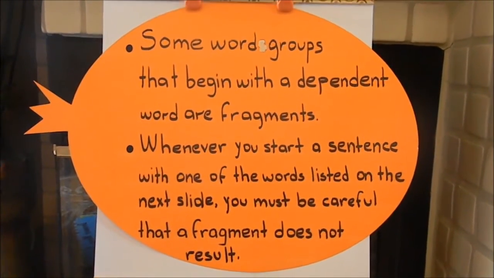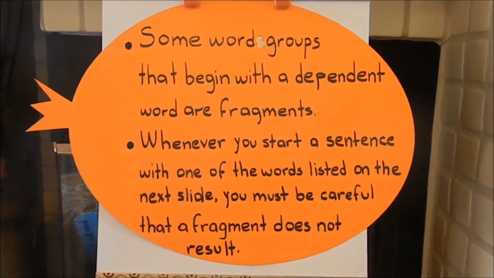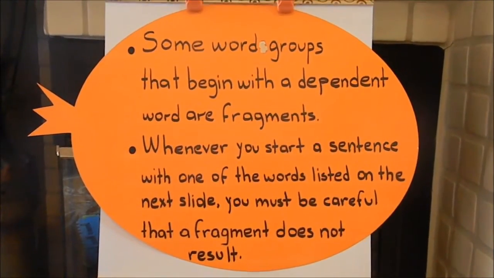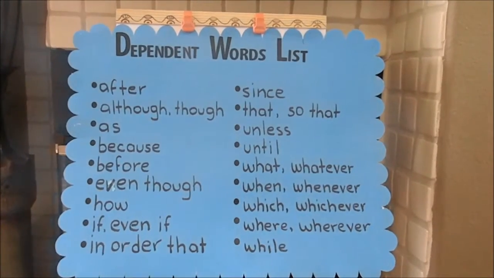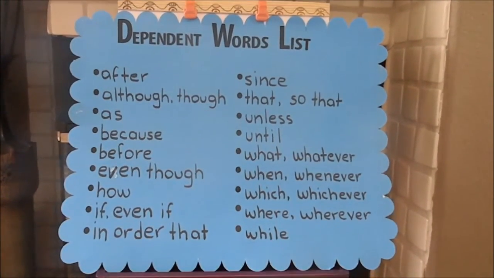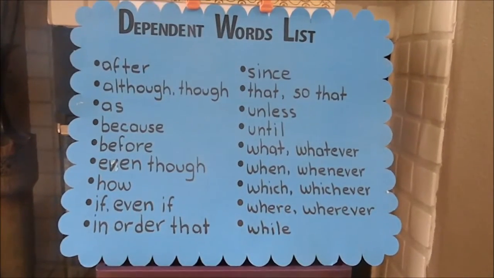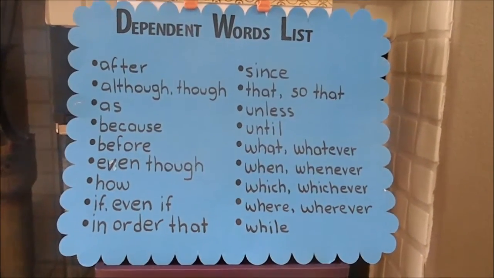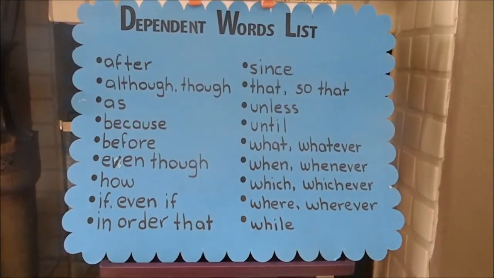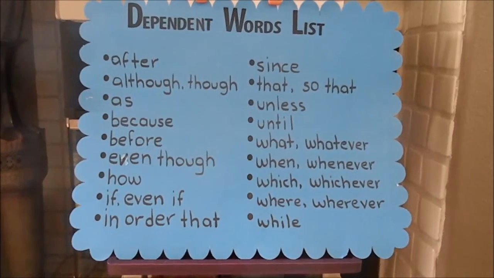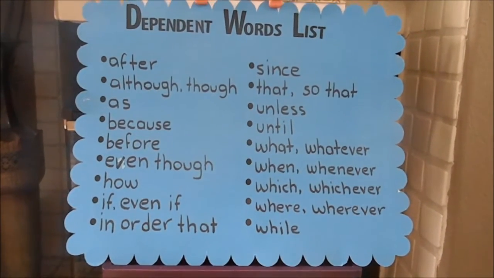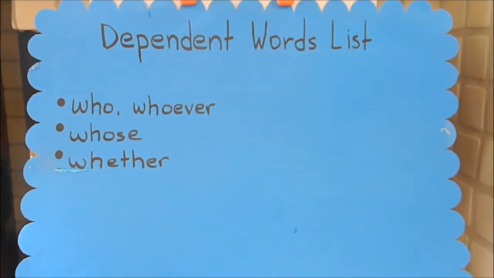Some word groups that begin with a dependent word are fragments. Whenever you start a sentence with one of the words listed on the next slide, you must be careful that a fragment does not result. Dependent words list: after, although, though, as, because, before, even though, how, if, even if, in order that, since, that, so that, unless, until, what, whatever, when, whenever, which, whichever, where, wherever, while, who, whoever, whose, whether.